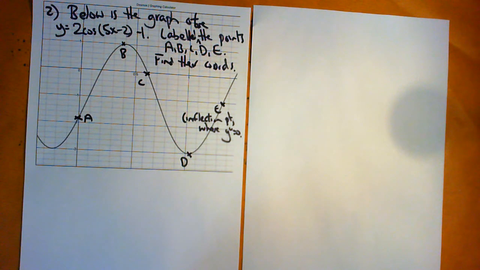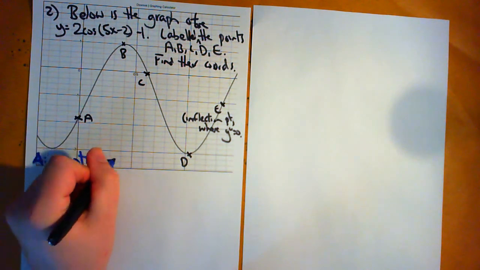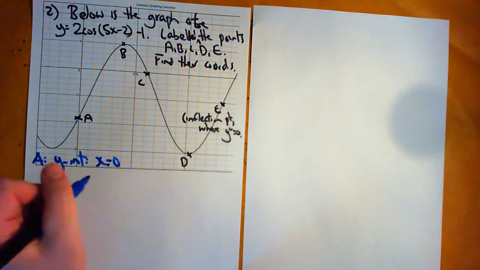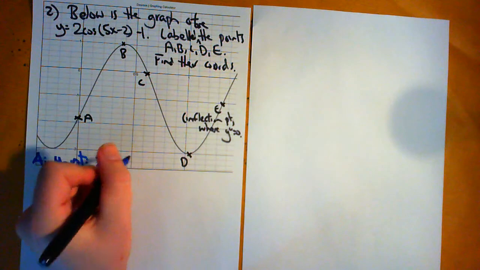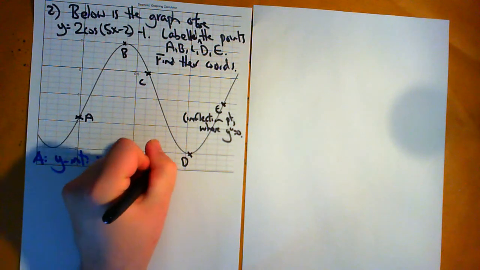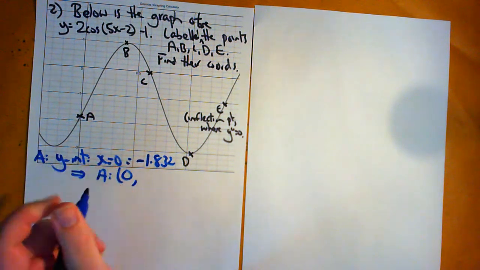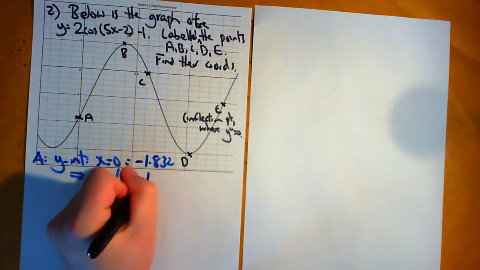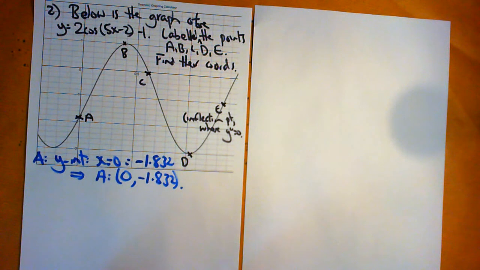So the first thing we need to do is find the coordinates of point A. What feature of the graph is point A? That is the y-intercept, which means we can put in x equals 0. If we do the calculation of 2 cosine of 5 times 0 minus 2, whole thing minus 1, we get negative 1.832, so therefore A is the point x is 0 and y is negative 1.832. Okay, so we have the coordinates of A.